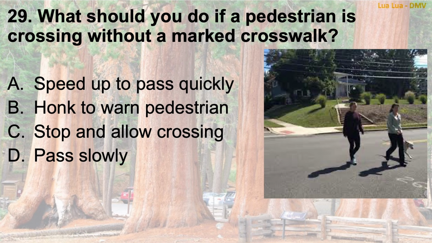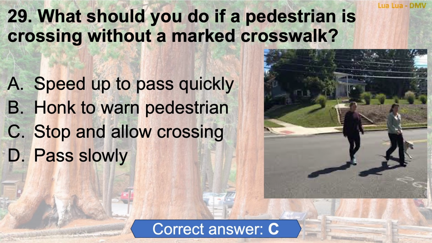Question 29. What should you do if a pedestrian is crossing without a marked crosswalk? A. Speed up to pass quickly. B. Honk to warn the pedestrian. C. Stop and allow crossing. D. Pass slowly. The correct answer is C. Stop and allow crossing.